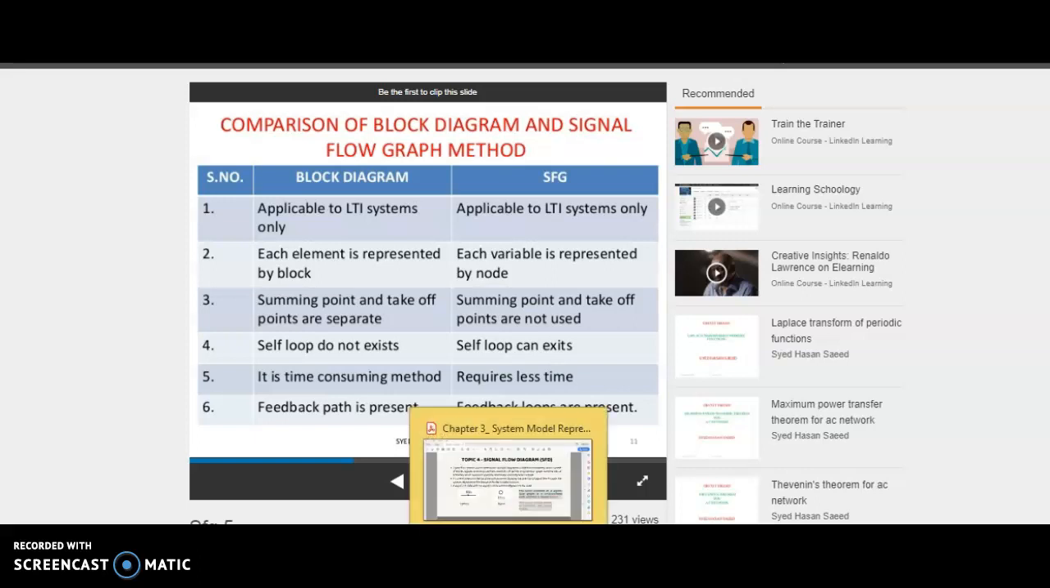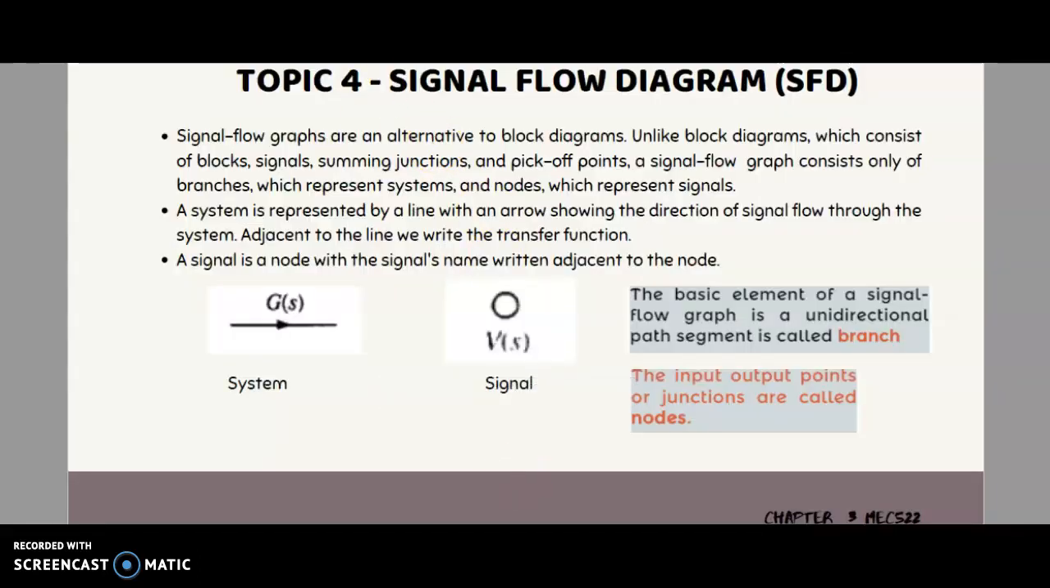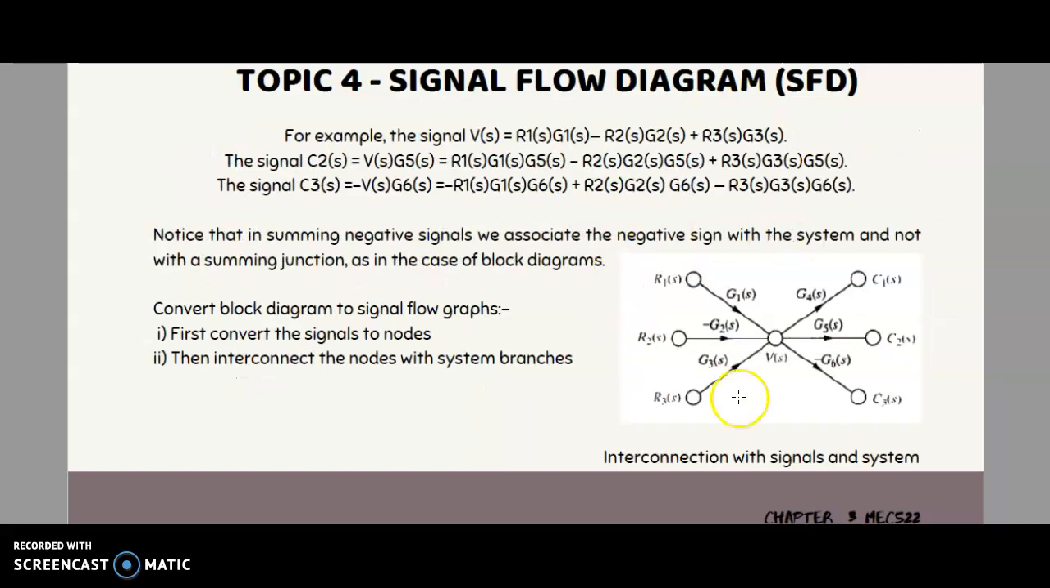Next, continuing with the slide. For example, you have an interconnection of signals and systems. Here you have R1, R2, R3 as inputs for G1, G2 and G3, and you only have one output V. In this other case, C1, C2, C3 are outputs for systems G4, G5 and G6, and there is only one input V.